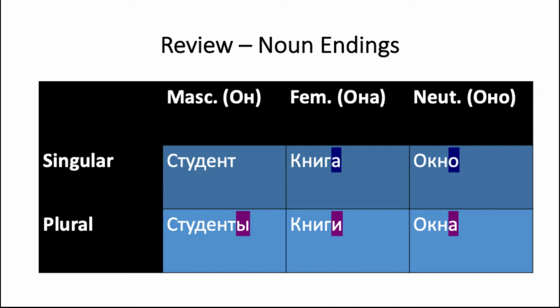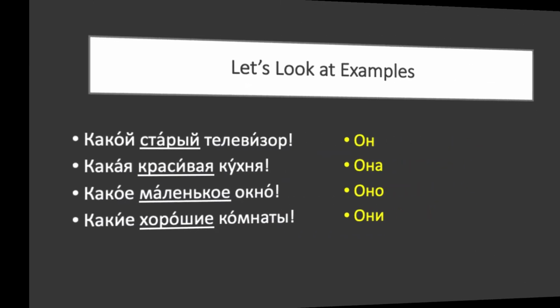As we can see, in singular form, masculine nouns normally end in a consonant, feminine in a vowel a or ya, and neuter in a vowel o or ye. Plural endings for nouns include I, and a. Now that we have reviewed noun endings, let's move on to the next slide.